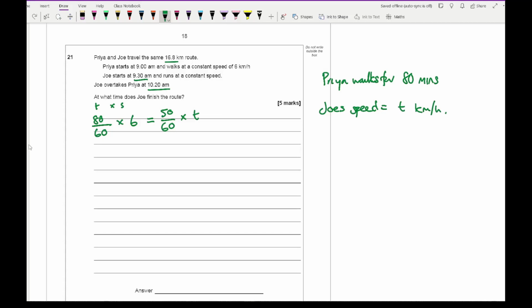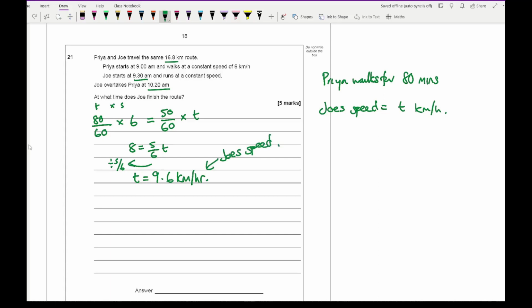So if I then work this out and just do some rearranging, we find that we've got 8 equals 5 over 6t. So take the 5 over 6 over to the other side by dividing by 5 over 6, and we get that t equals, which is probably not the best letter to use because obviously t can simplify as time, but we get 9.6 kilometers per hour. So that is Joe's speed.